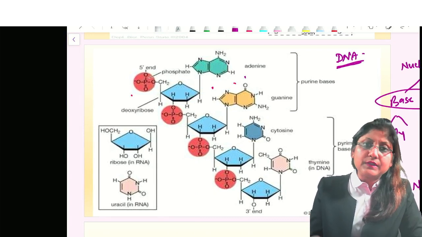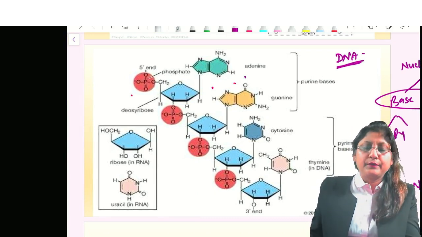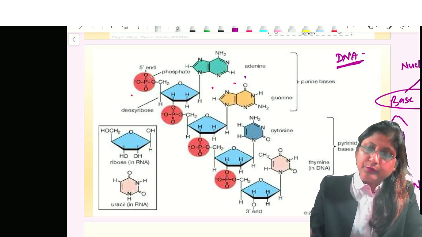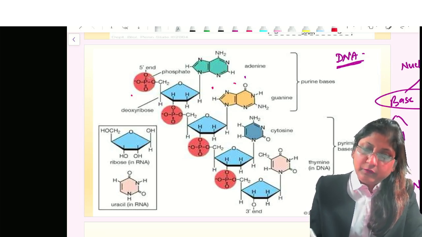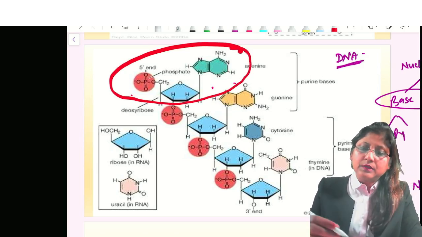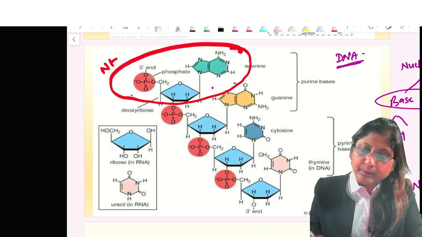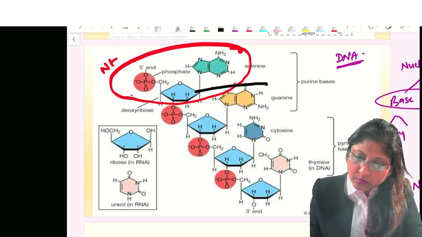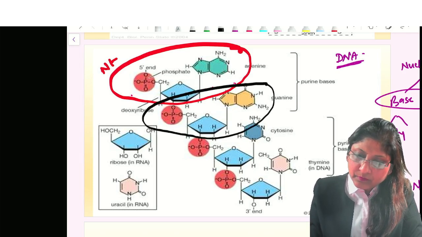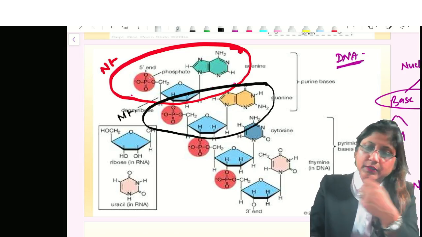They can ask you, what is this structure? You can see this is a polynucleotide. Now let's see how it is a polynucleotide. If you focus on this portion of this picture, this is one nucleotide. And if you focus on this portion of this picture, this is going to be another nucleotide. Do you understand why I said it's a nucleotide?